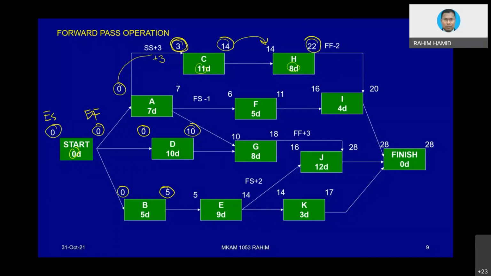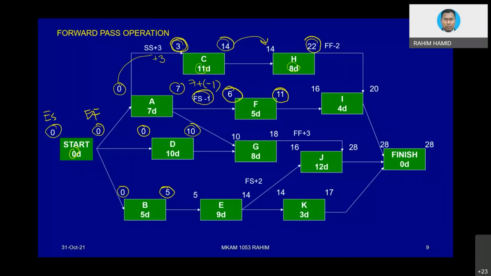Now we go for F. Okay, F, this value, by right we transferred it here, but because of the negative lead here, we need to take into account this value 7 plus, basically the forward pass is also plus, always plus, but then this value is negative. So it's as if we are deducting 7 minus 1. That's why it becomes 6. So 6 plus 5 equivalent to 11. Okay, that will be fine. So we go for G first.